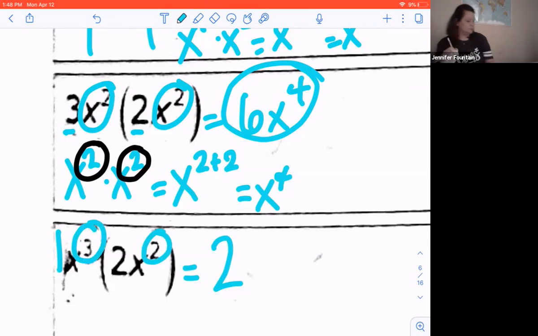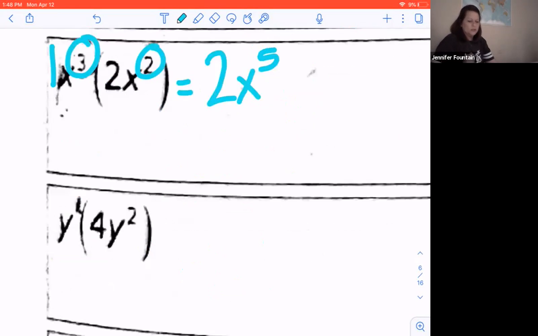My exponents. Add them. So I have my x. And what is 3 plus 2? 5. So 2x to the 5th. Any questions? Multiply the coefficients. If the variables are the same, you add the exponents. If they're not the same, you just list them out in alphabetical order.